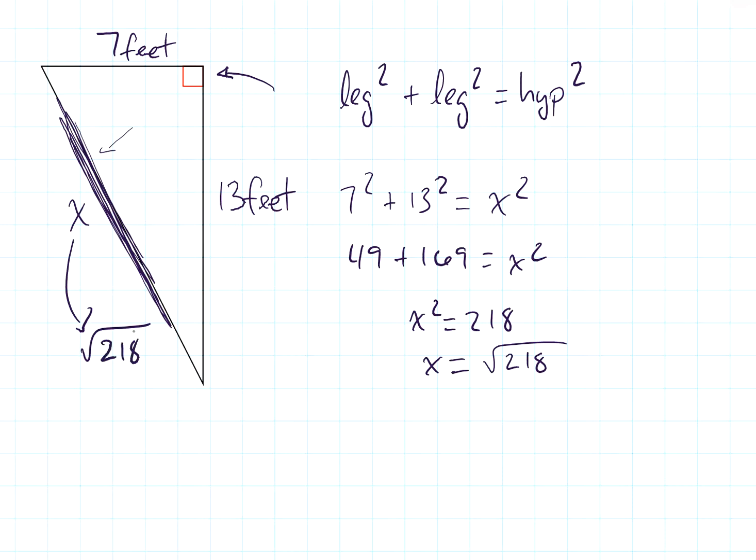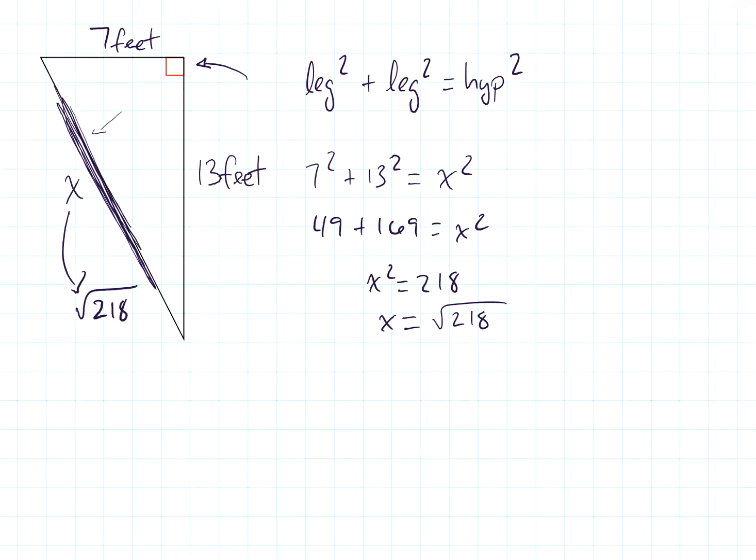Now, 218 is not a perfect square, but it can be simplified using simplest radical form. So if I take the 218, I'm going to write it in its prime factored form. Well, actually 218 is just 109 times 2. So I can only divide it by 2. So there's not any pairs of factors in here for this square root. So I'm going to leave my answer as the square root of 218.